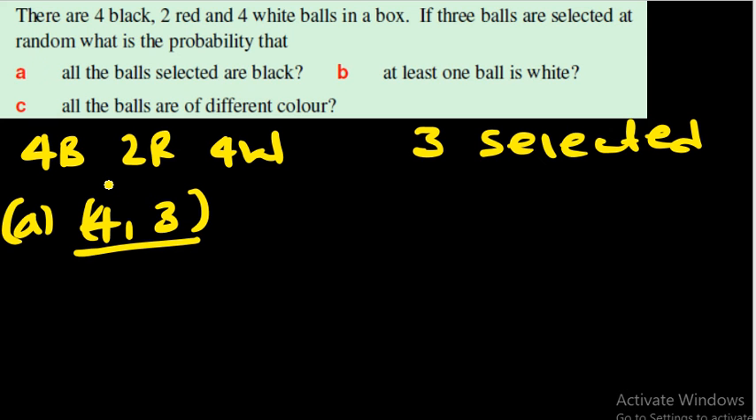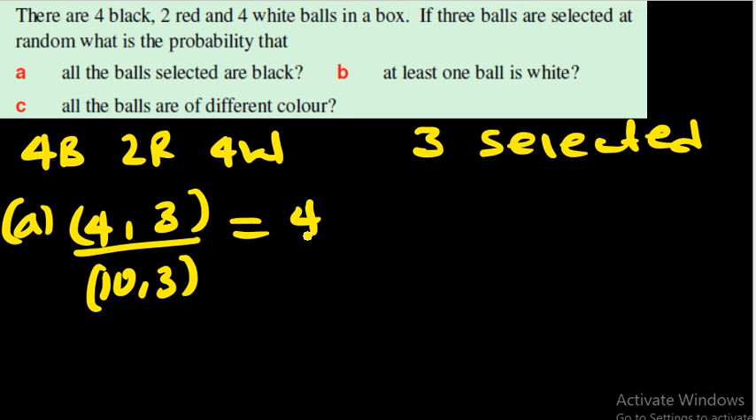of the balls, which are 4 plus 2, 6 plus 4, 10. 10 combination 3. So this 10 combination 3, the denominator part will remain the same for all. So we need to be focused on the above one. 4 combination 3 over 10 combination 3, it has to be done.